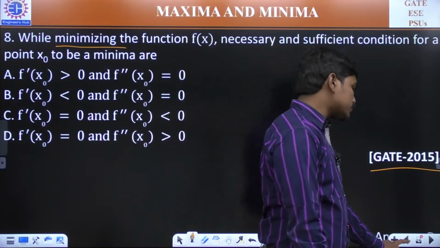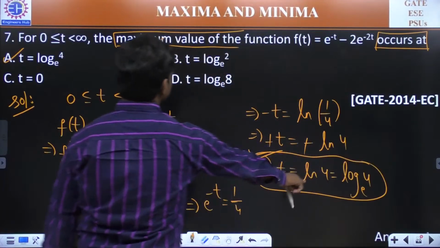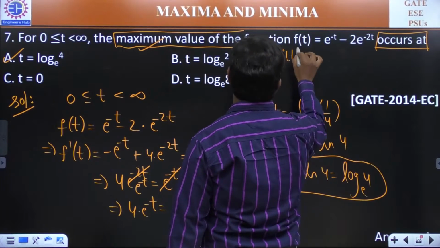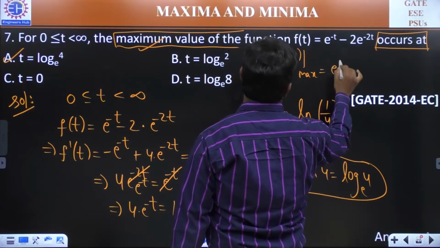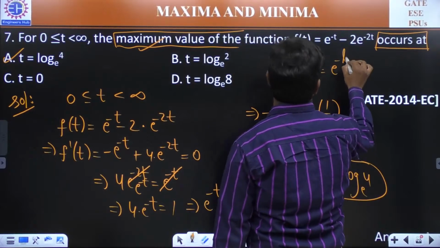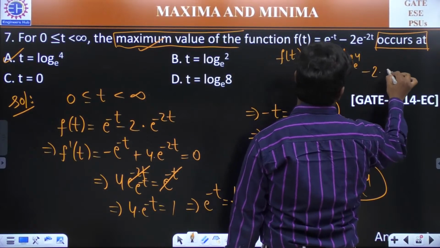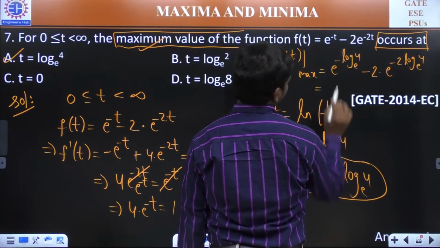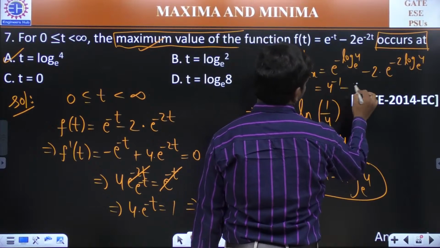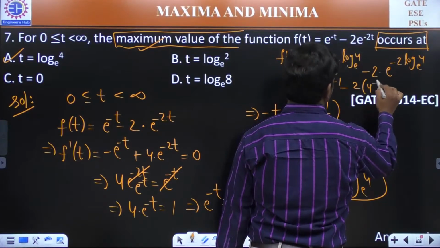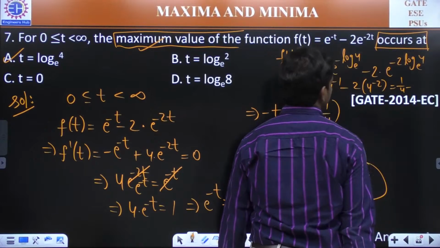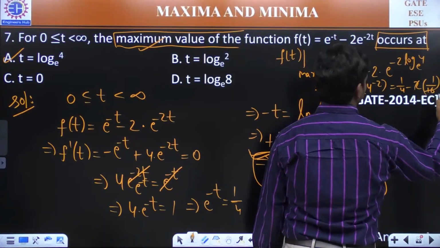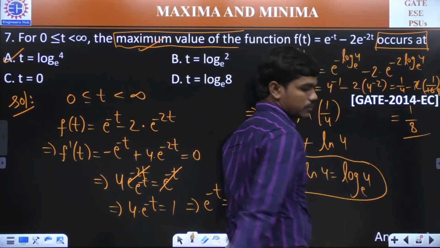Okay, Shabin, if you want to calculate the maximum value for the previous question, how do you do it? You got the stationary point, so put t equal to log 4 in this function. f of t maximum is equal to e power minus log 4 to the base e minus 2 into e power minus 2 log 4 to the base e. This is equal to 4 power minus 1 minus 2 into 4 power minus 2. This is 1 by 4 minus 2 into 1 by 4 square, which is 16, which is 8. So 1 by 4 minus 1 by 8. I hope 1 by 8 is the answer, the maximum value.